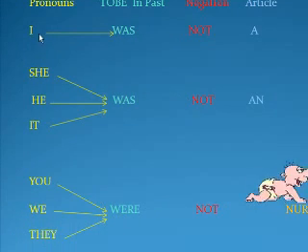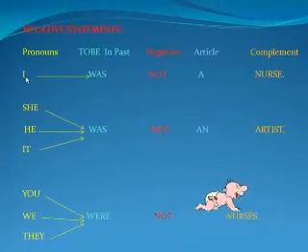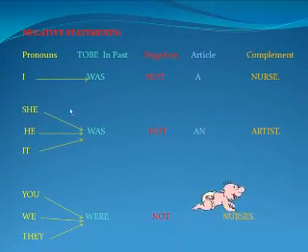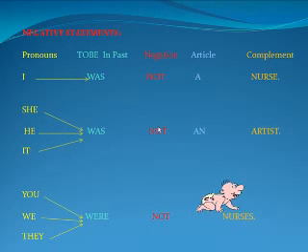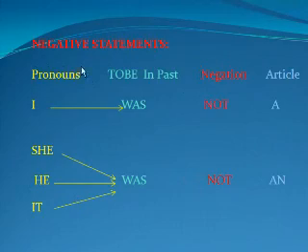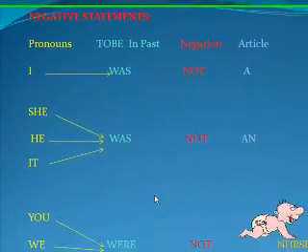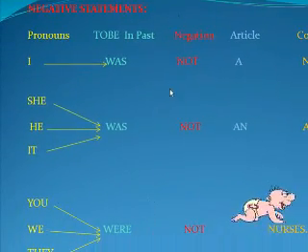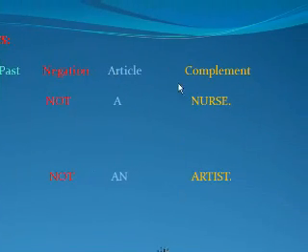Full sentences. I was not a nurse. She was not an artist. He was not an artist. It was not an artist. You were not nurses. We were not nurses. They were not nurses. Student, don't forget, on this part, first are the pronouns, continue with the verb to be in past, and negation, the article, and the last complement.